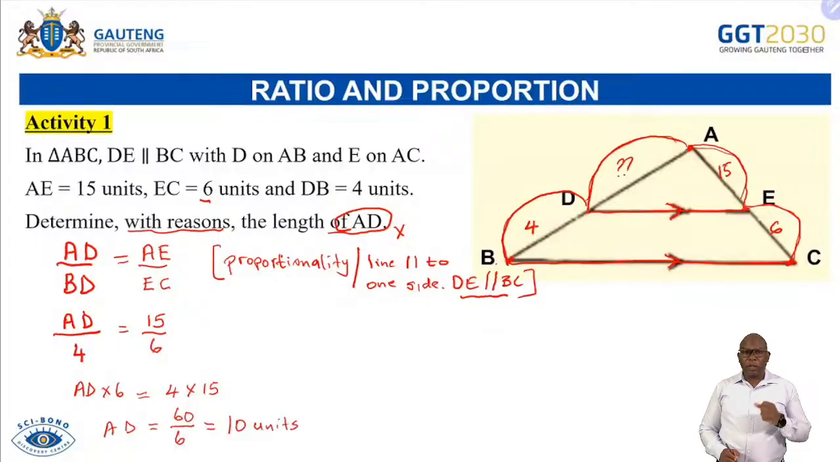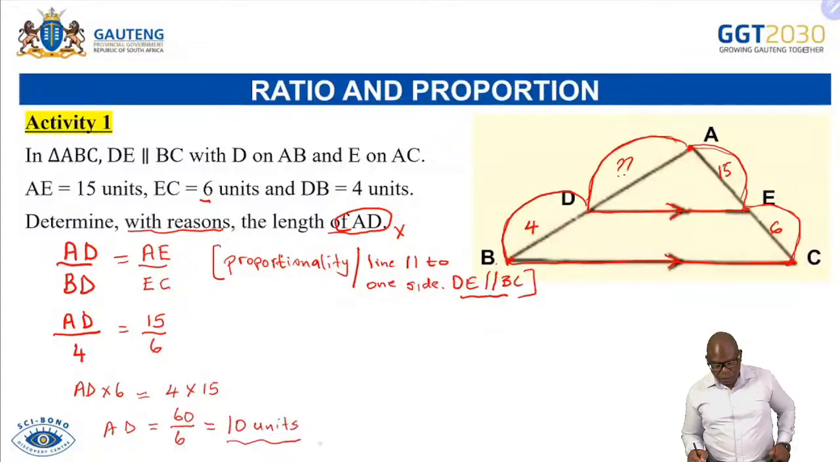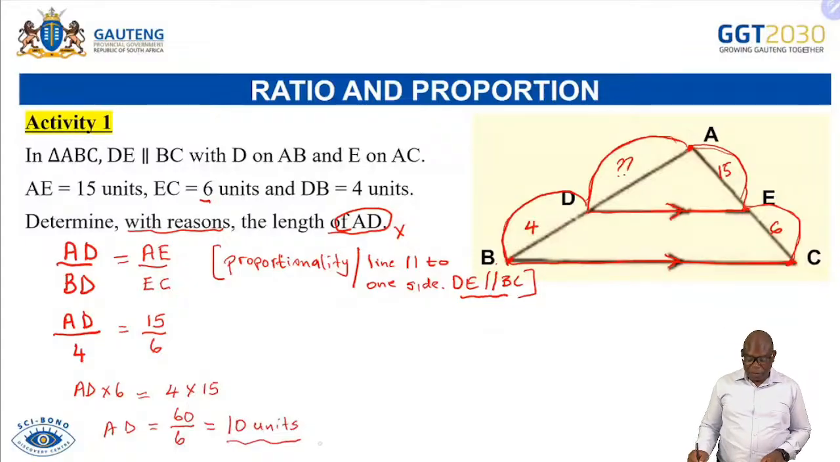If it's given as units, write it as units. If it's given as centimeters, write it as centimeters. Okay, so that you don't lose marks in terms of units. So that's an easier question, which is straightforward, looking for the length of AD.